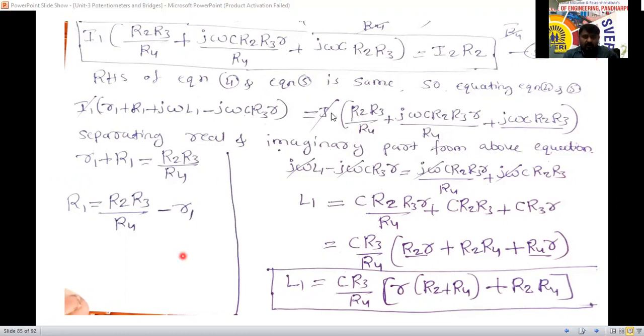So I1 will get cancelled here. Now what do you do? You separate the real and imaginary terms. I will take the LHS side. This one, small r1 plus capital R1, is the real term.